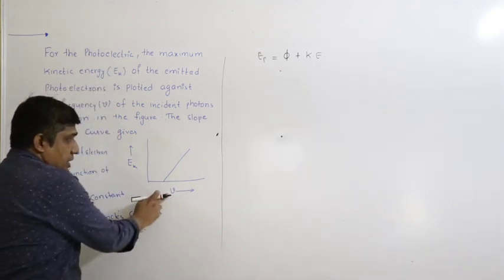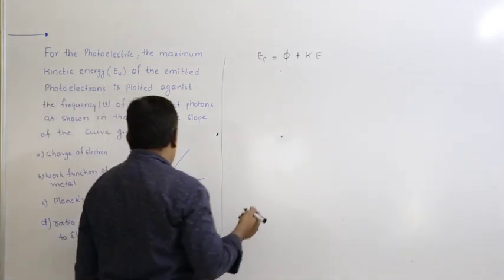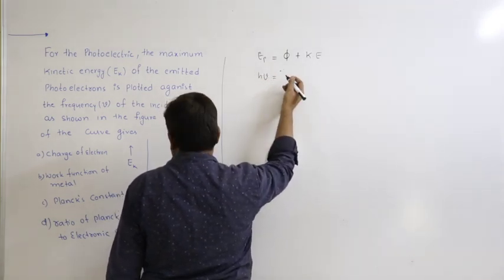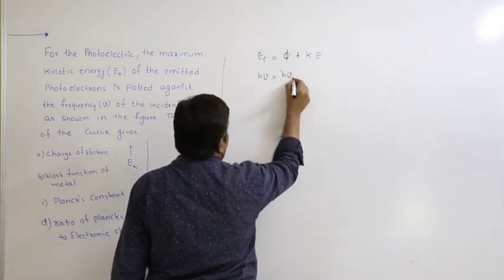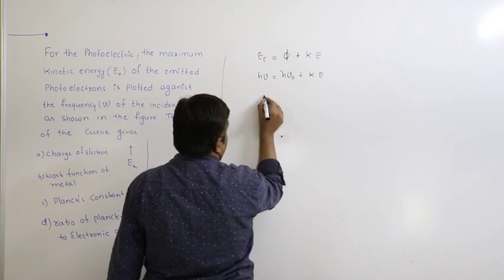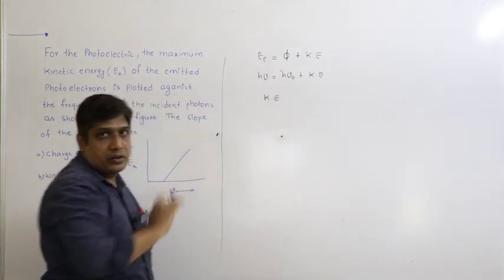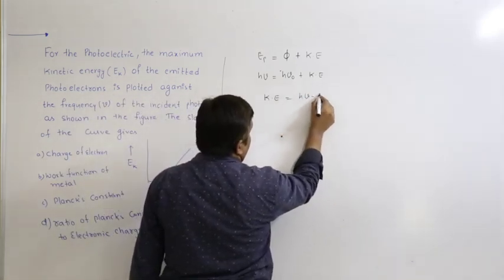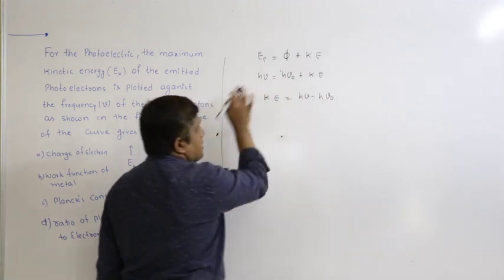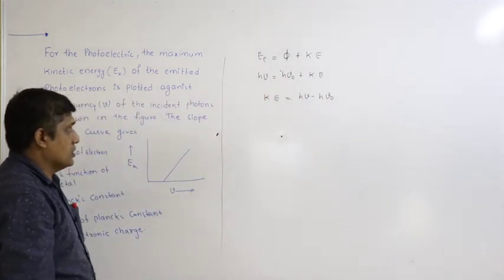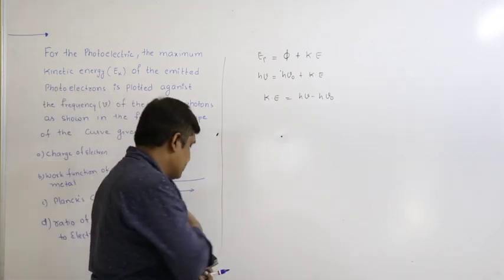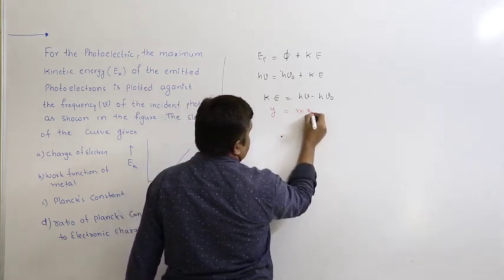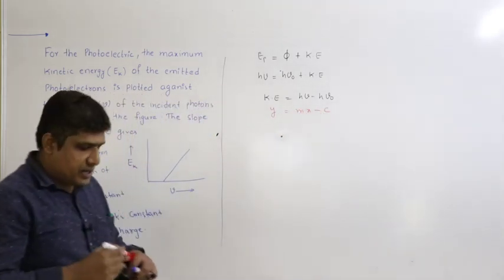Right. So we require the equation in terms of frequency. So let us write in terms of frequency. h nu equals h nu naught plus kinetic energy. So kinetic energy is taken on y axis. So I am writing on left hand side. Kinetic energy equals what will I get? h nu minus h nu naught, sending h nu naught to the other side. So this is of the type equation y equals mx plus c, mx minus c, sorry, y equals mx minus c.